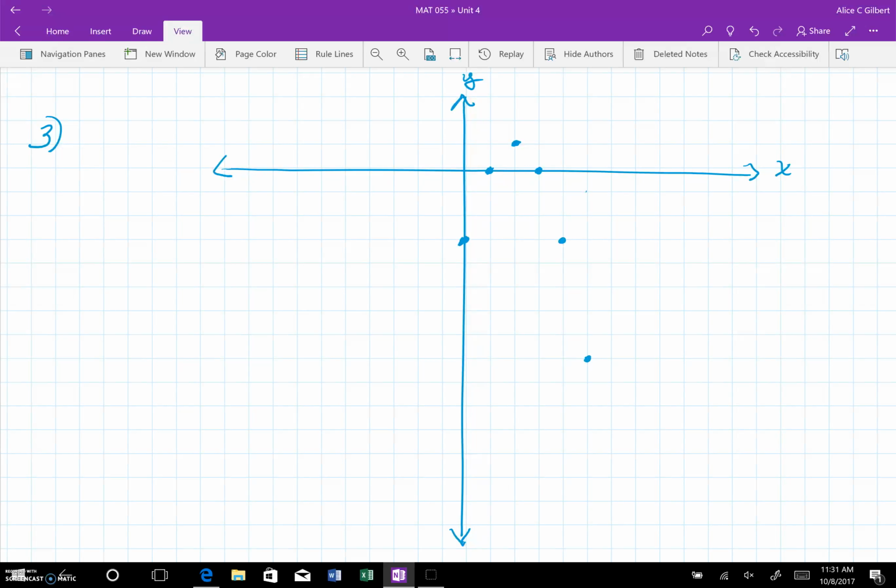And then from the vertex again, I go to the left 3, 1, 2, 3, and down 9. Exactly like our parent graph, only upside down, and starting at 2, 1 instead of 0, 0. Okay? All right. So here's our pretty graph.